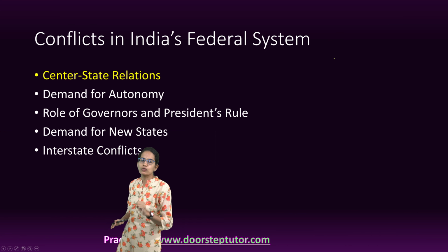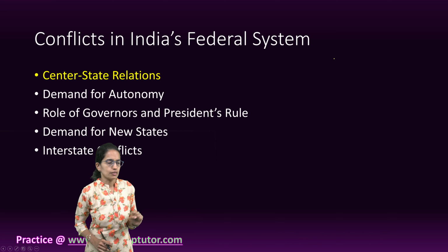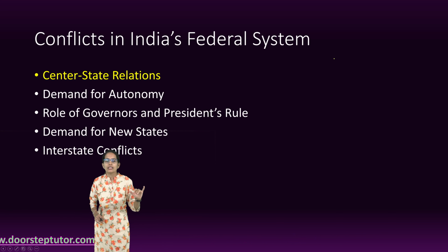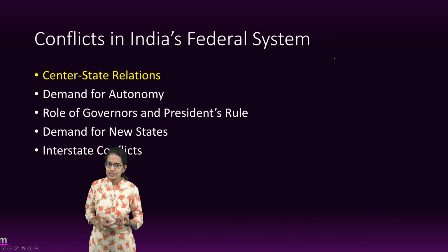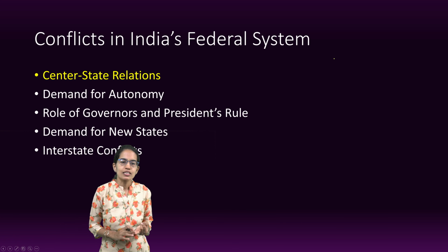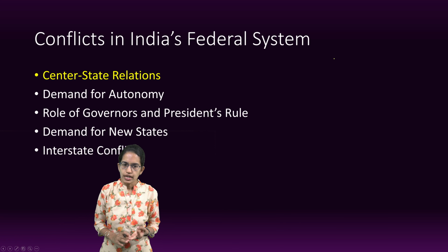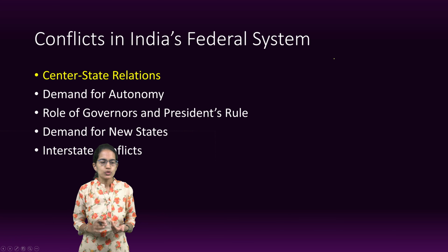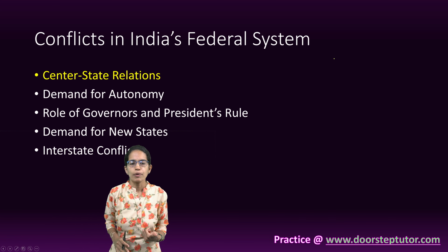Now, when we talk about conflicts in India's federal system, there are 5 important conflicts: the issue between center-state relations, the demand for continuous autonomy, the role of the governor and the president's rule, the demand for new states, and interstate conflict. Let's talk about these one by one.